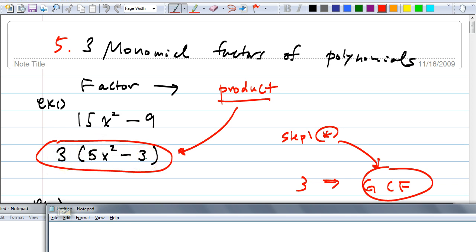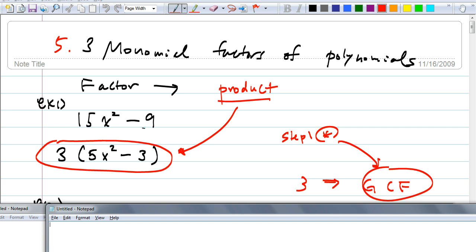Does that make sense? Do you see the kind of game we're playing? If you have a polynomial, we're using the GCF to rewrite it as a product, meaning we're factoring this polynomial. That's what we mean by monomial factors of a polynomial. The 3 is a monomial, isn't it? We were able to factor out that monomial factor from that polynomial. Do you see why we spend so much time figuring out the GCF of numbers? This is when you're going to use this.